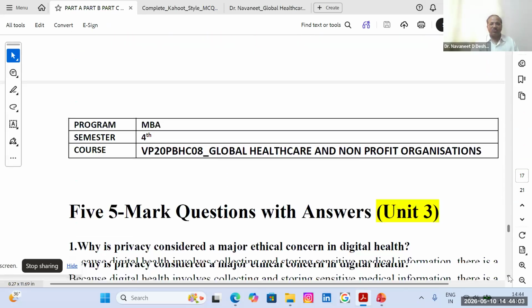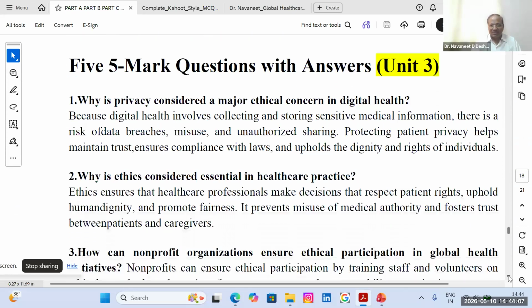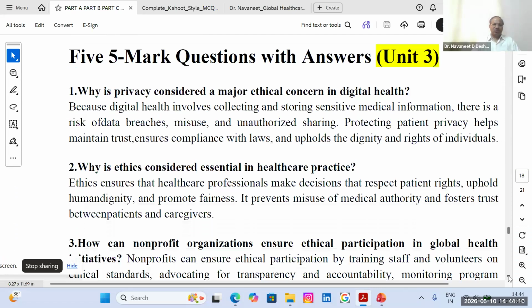Let's now go on to the next questions, Unit 3. Why is privacy considered a major ethical concern in digital health? Because digital health involves collecting and storing sensitive medical information, there is a risk of data breaches, misuse, and unauthorized sharing. Protecting patient privacy helps maintain trust, ensures compliance with laws, and upholds the dignity and rights of individuals.